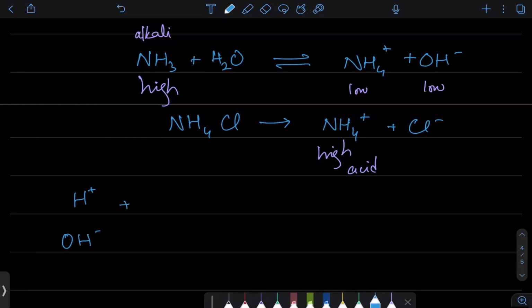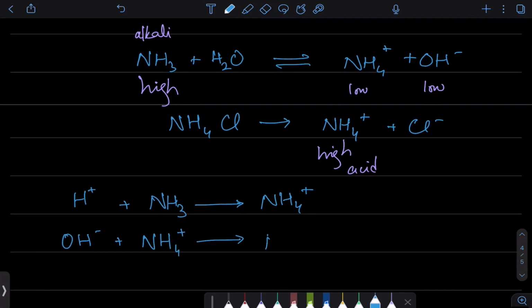Now if I need to show the buffer equation reactions, for H plus and OH minus: H plus reacts with my base. The key is to identify what your base is. It is ammonia, so it will form ammonium. And OH minus will react with my acid, forming ammonia and H2O. And clearly the buffer solution is maintaining the pH that would otherwise change.